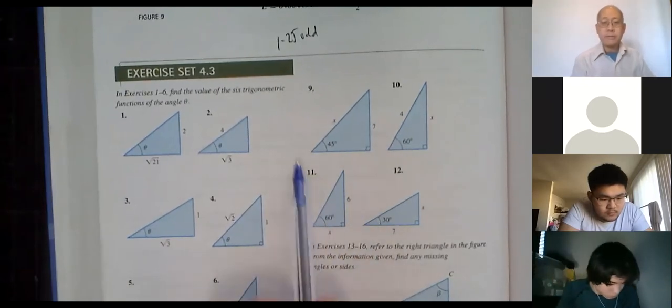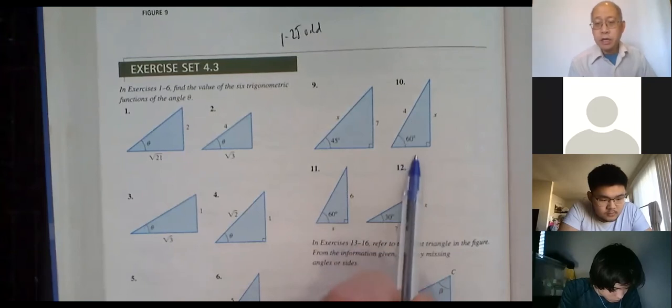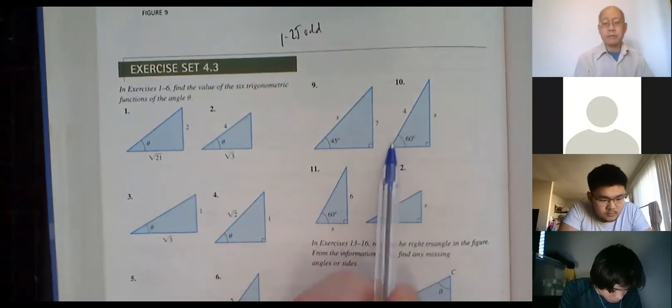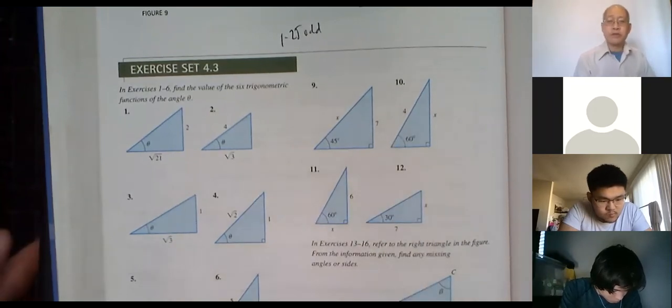The quiz on Friday is most likely something like this, where I'll give you a triangle, I'll give you a theta, and I'll give you 2 of the sides. Of course, you have to figure out the third side by using the Pythagorean theorem, and then find the 6 trig functions: sine, cosine, tangent, secant, cosecant, cotangent.